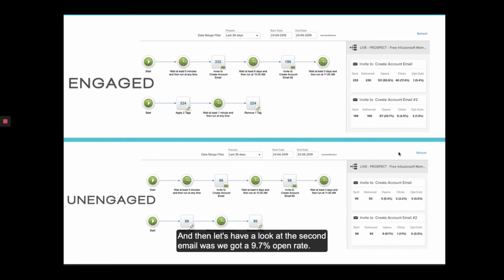And then let's have a look at the second email. We got a 9.7% open rate. To me, that kind of indicates that we probably had a better subject line in the second that resonated hopefully better with this group. So that's something to keep in mind, because really that's what this open rate is about, your subject line.